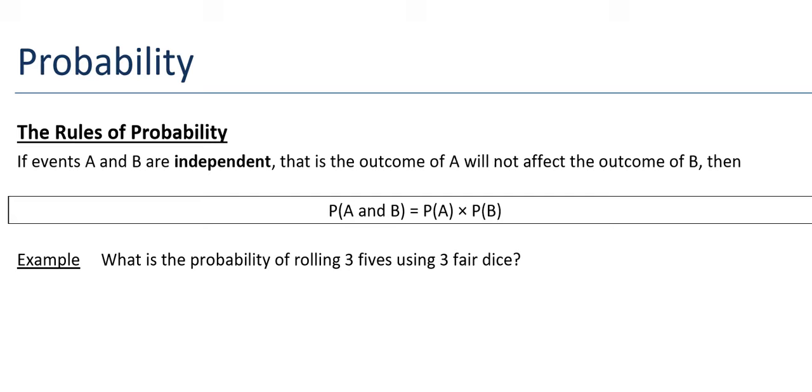This is the first of our GCSE Further Maths probability videos. In this video we're going to be looking at the general rules of probability. We'll be looking at two-way tables and we'll be looking at Venn diagrams. So first of all, the rules of probability.